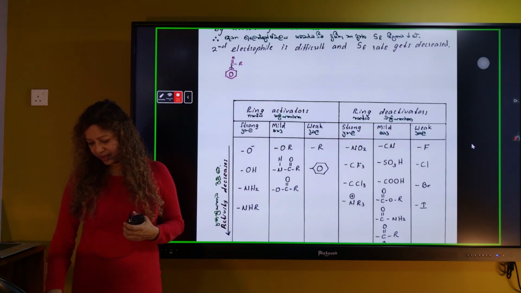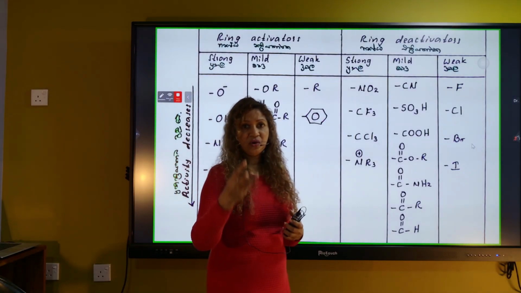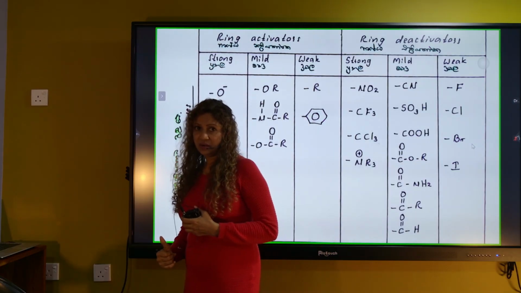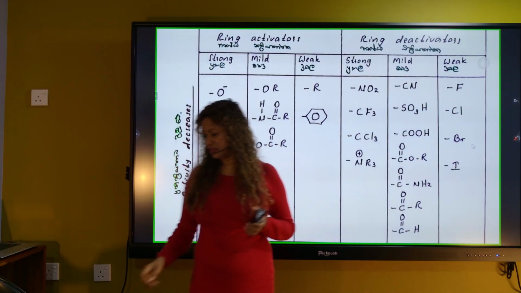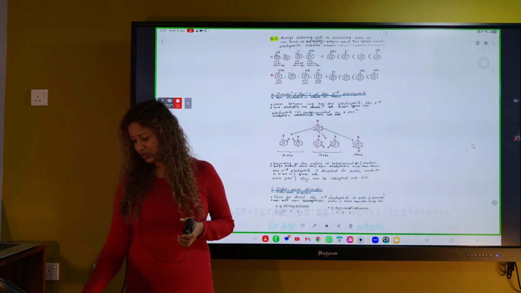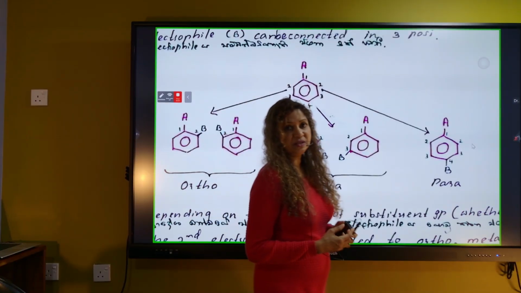We can divide ring activators and ring deactivators into three categories: strong, mild, weak. You guys have to memorize the note, and this part I have given through the note. And then the second thing is, we did a couple of questions to understand these reaction rates. Then we are moving to the position.